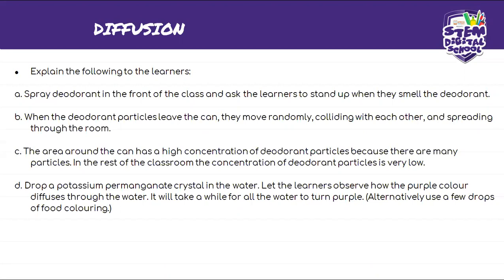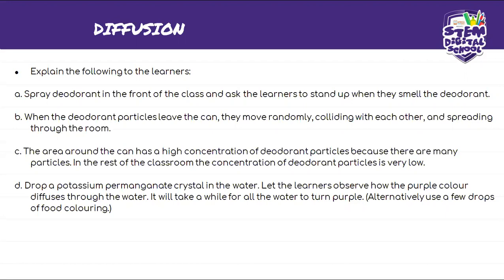When the deodorant particles leave the can, they move randomly, colliding with each other and spreading through the room. The area around the can has a higher concentration of deodorant particles because there are many particles. In the rest of the room, the concentration of deodorant particles is very low.